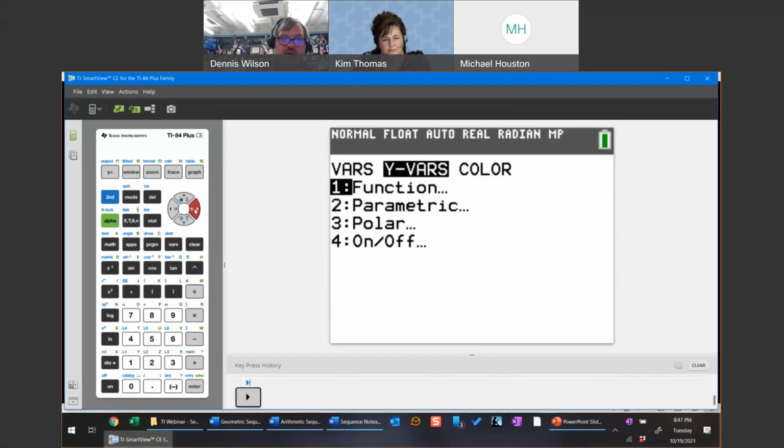I got asked if you could use the vars menu as well. So when I go to yvars, you'll notice that the sequences aren't there. And the reason the sequences aren't there is because they put them on the keys. There's only 3 of them. And so 7, 8, 9 is the way that you reach that.